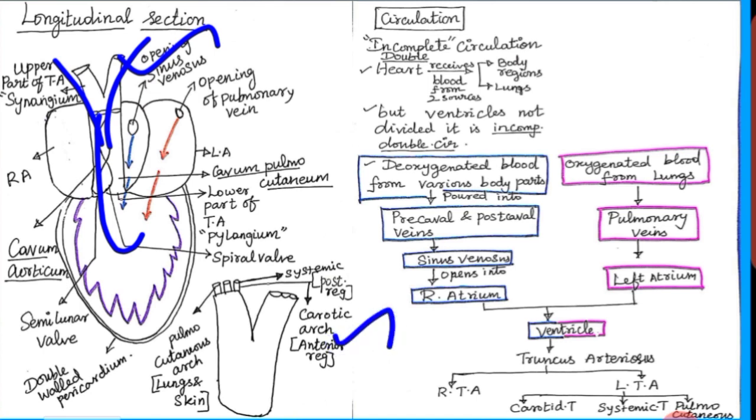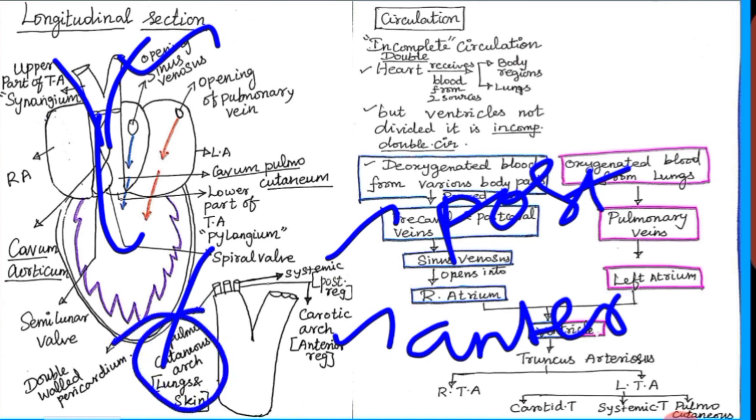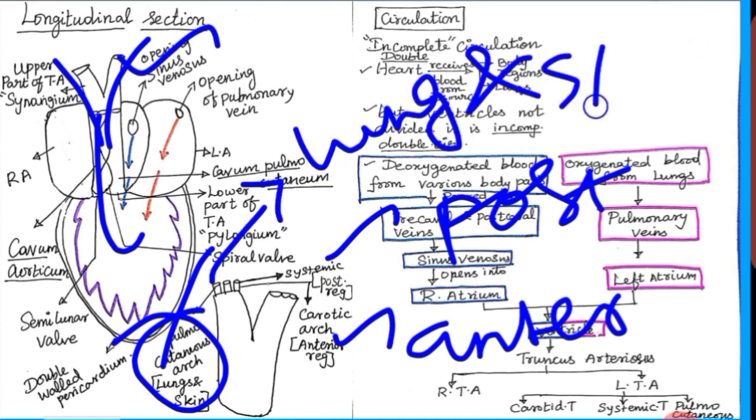Carotid, systemic, pulmocutaneous. Carotid trunk supplies blood to anterior region of the body. Systemic trunk supplies the blood to posterior region of the body. Pulmocutaneous trunk supplies the blood into lung and skin. Besides this, the circulatory system of frog has renal portal and hepatic portal systems also.